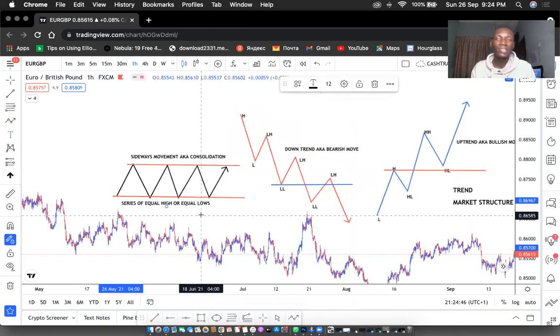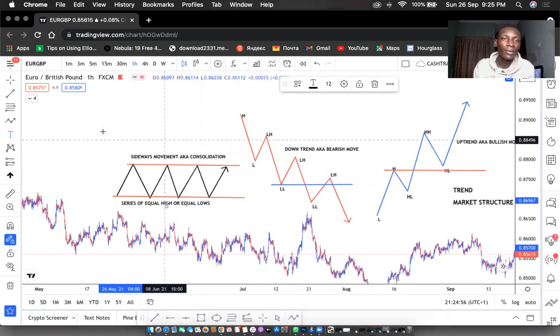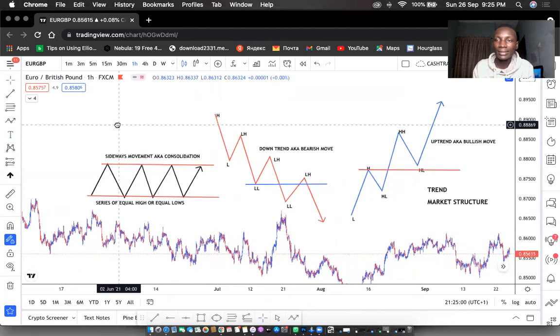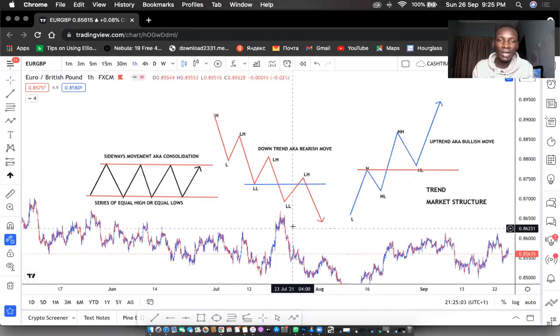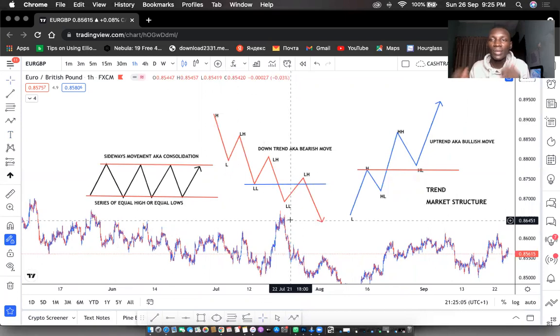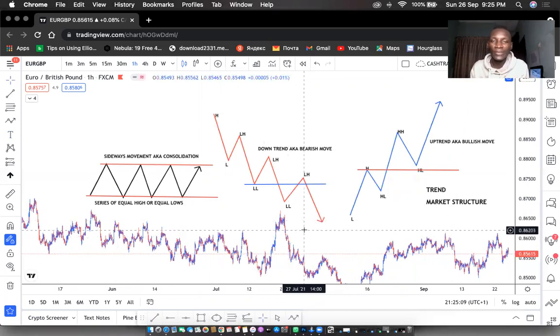Okay? And you see all this series of equal highs and equal lows, you know for sure that this market is moving to the right hand side, it's moving sideways. Now, can you identify these moves in the market? Will you be able to identify all these moves in the market? How do you identify them?